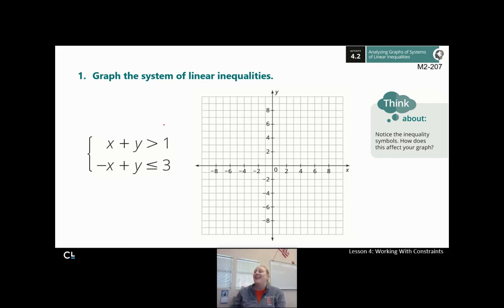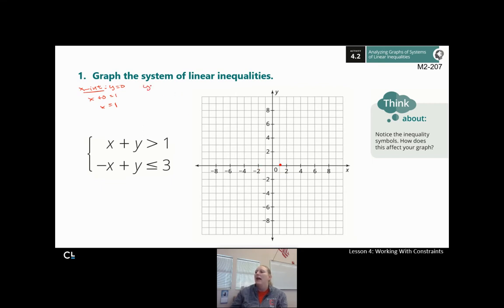All right, let's graph these bad boys. There's a lot of ways you could do this. I'm going to go ahead and do the whole x-intercept, y-intercept thing. That's fine. So for my x-intercept, I'm going to say y equals 0. So x plus 0 equals 1, which means x equals 1. Yay! So my x-intercept is 1.